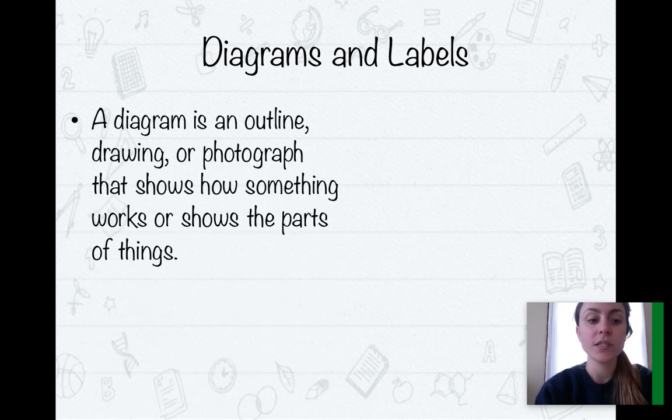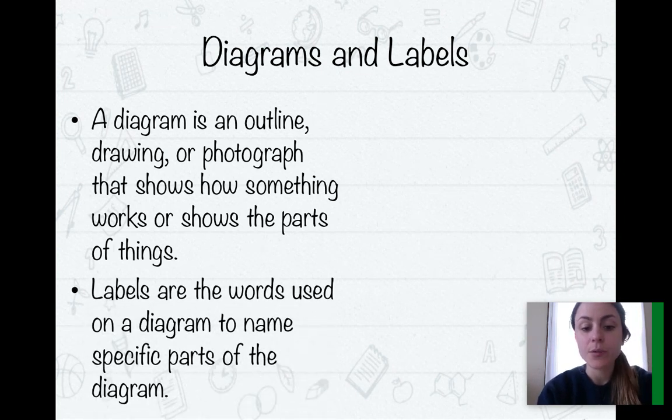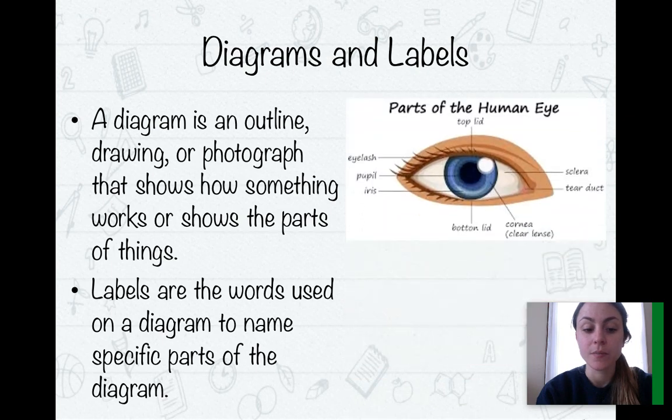Diagrams and labels. A diagram is an outline, drawing, or photograph that shows how something works or shows the parts of things. And labels are the words that are used on a diagram to name the specific parts of the diagram. So we have an example here. It's parts of the human eye. That is the diagram, whereas the labels are pointing to specific components in that diagram. So for example, we have the pupil here, and we have the eyelash here. Those two are examples of labels.